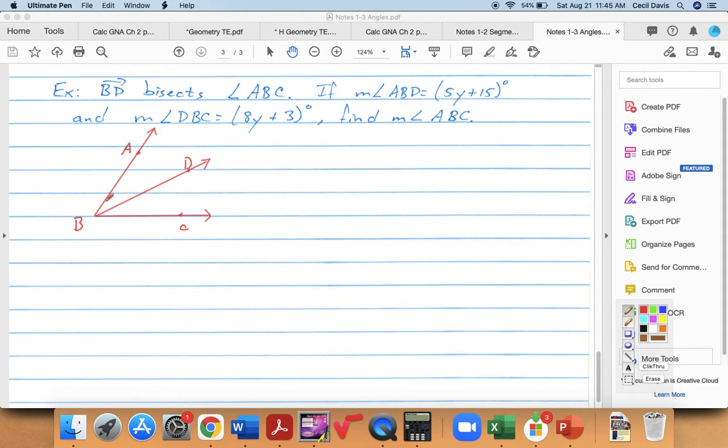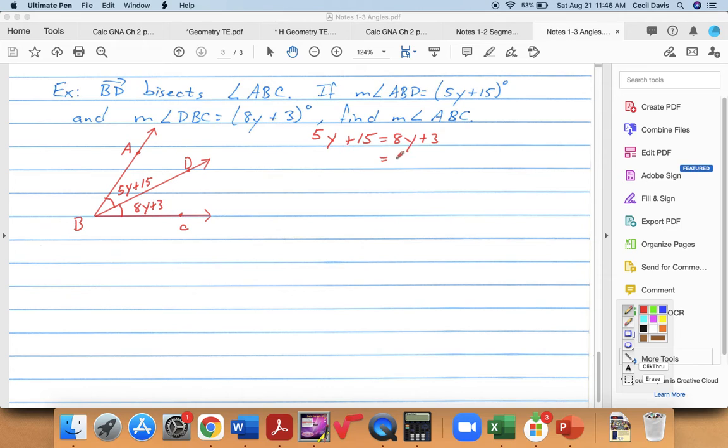And since this is a bisector, we know that these two angles are congruent to each other, which means they have the same measure. The measure of ABD is 5y plus 15. The measure of DBC is 8y plus 3. I know that those two have the same measure, so I'll just write an equation that says that. And yes, you must have this equation. If you don't have this equation, you will not get full credit for the problem. If it's on a homework and you don't have the equation, you don't get anything. You got to show me what you're doing.